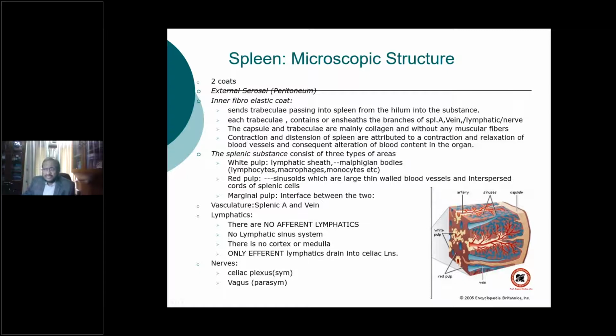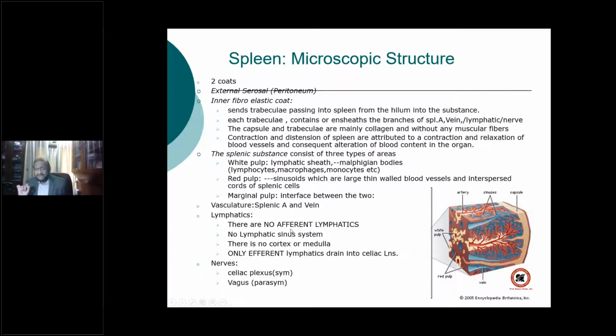Now that brings us to the second component of the spleen. Apart from the collagenous coat, there is a splenic substance, and the splenic substance has three specific components: the white pulp, the red pulp, and the marginal pulp. We'll talk about that in a short while. Apart from that, you have the vasculature in the trabeculae, that is the splenic artery and vein, and the lymphatics.